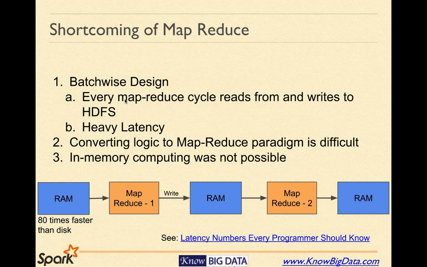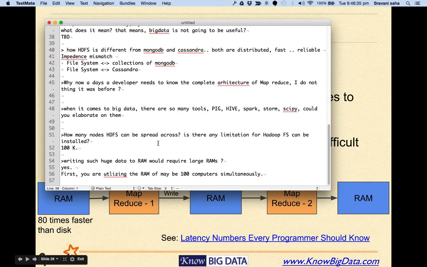Therefore, that was the problem. But now when I show this diagram saying in case of Spark it utilizes the RAM, the question arises: doesn't the RAM become the limitation? Answer is yes. It requires huge RAM, but first, you can utilize the RAM of multiple computers. You're not utilizing the RAM of a small computer.